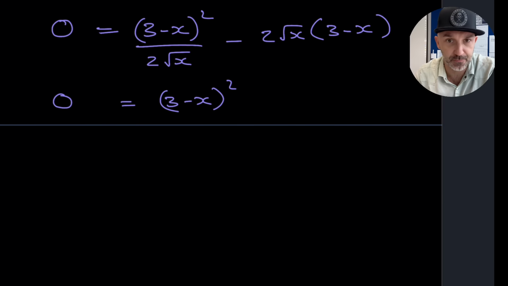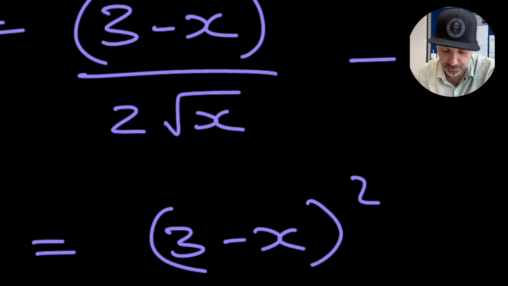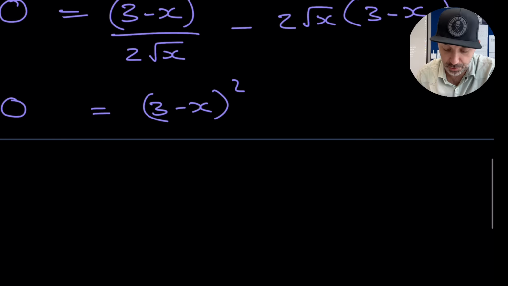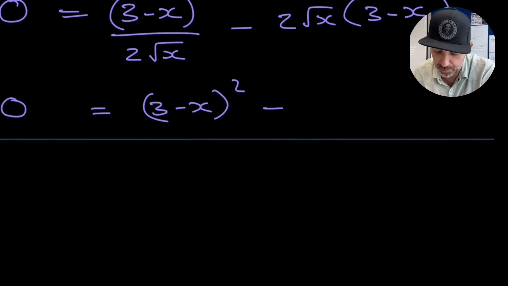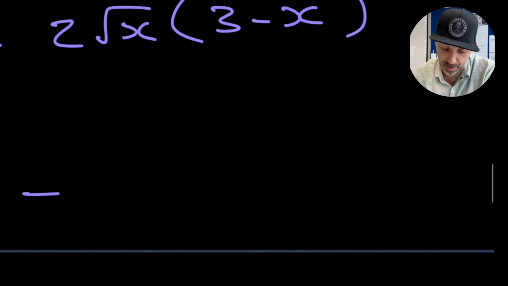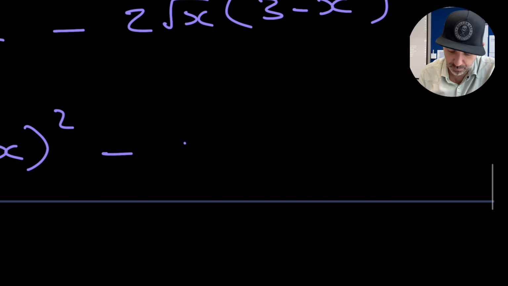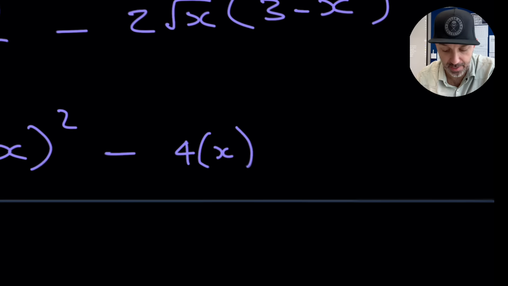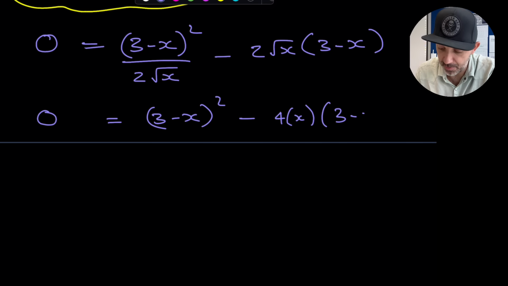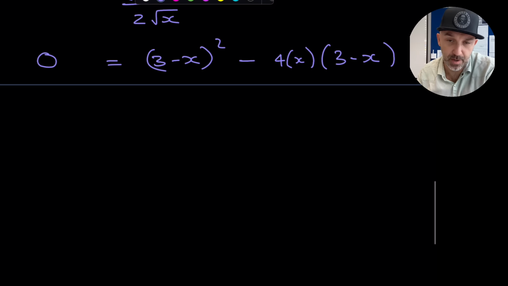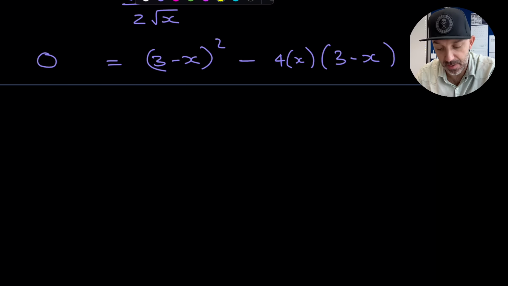Timesing 0 through by 2 root x would remain as 0. If I times this first fraction by 2 root x, then the 2 root x will cancel with the 2 root x on the bottom. Timesing this part of the expression by 2 root x would result in 4x, okay, so 2 root x times 2 root x is 4x, and that'll be (3 minus x). So therefore, then I'm starting to simplify this. Now, what's important here is that you probably don't want to start dividing through by values, because you may lose some of the answers.